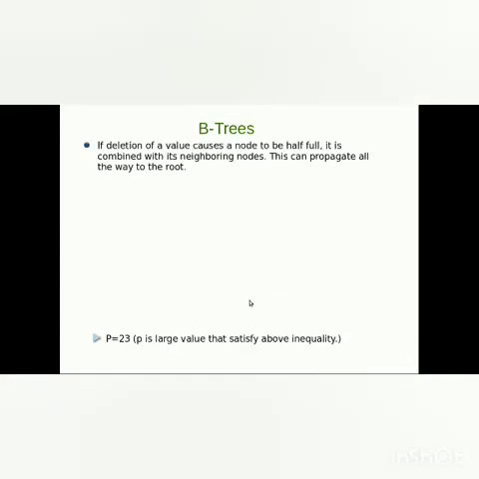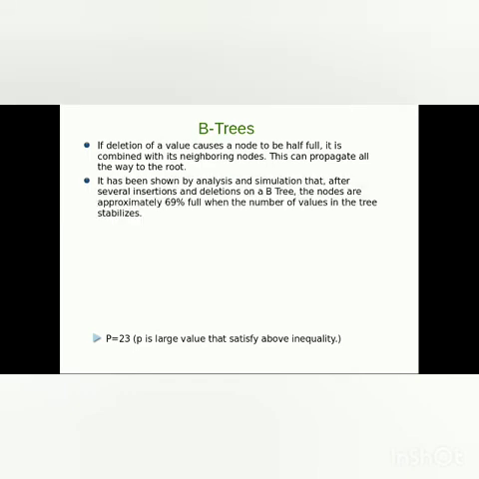In a B tree, deletion of a value that causes a node to become half full means it is combined with its neighboring node, the same as insertion. Whenever a new value is inserted into a node and there is no space, a split takes place. In the same way, when a key value is deleted and the node becomes half full, two nodes are combined together, and this propagates all the way to the root during deletion.